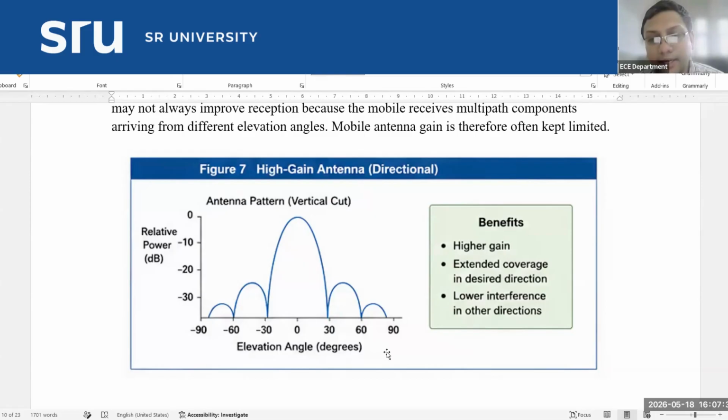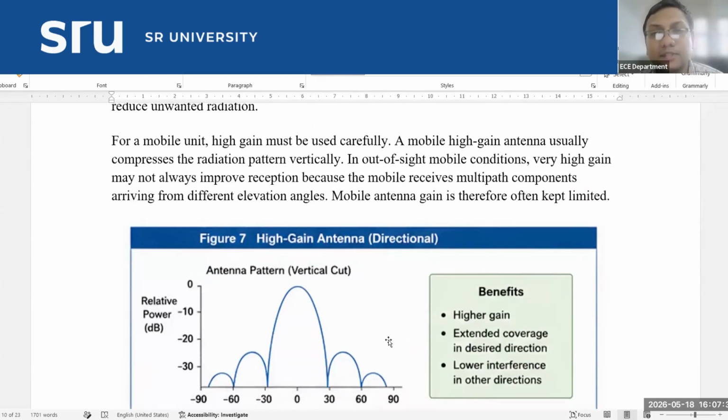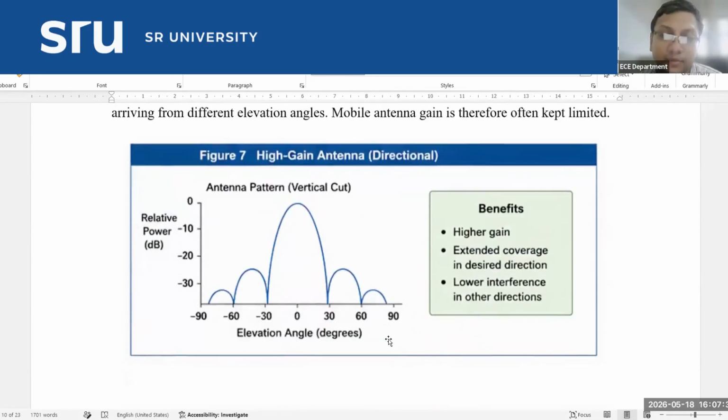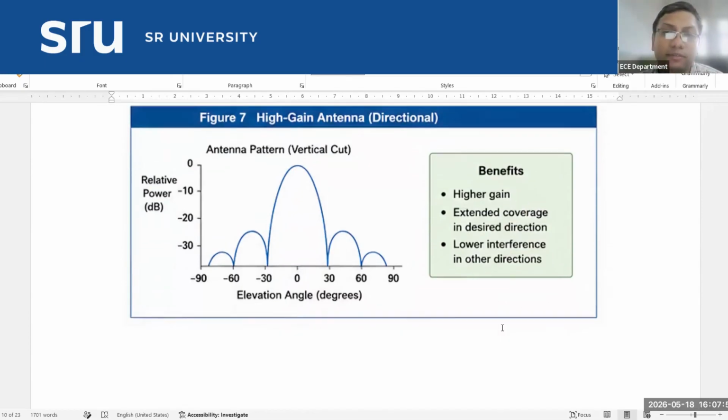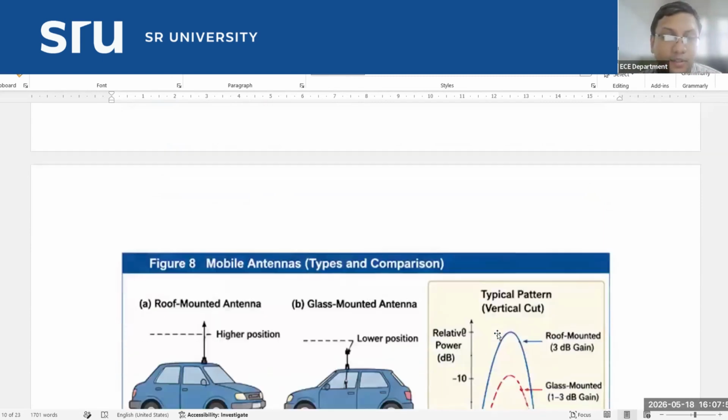So what is the benefit of higher gain? The benefits are related to the transmitter side only, because it will extend coverage in the desired direction. In the unwanted region, it will not focus. So in the other directions, it will have low interference.